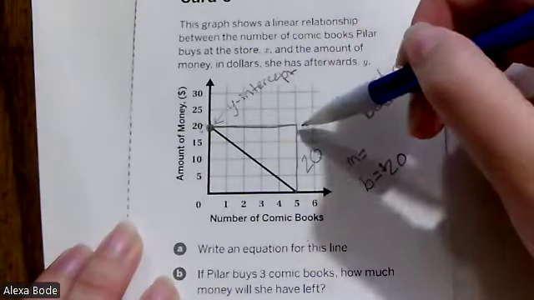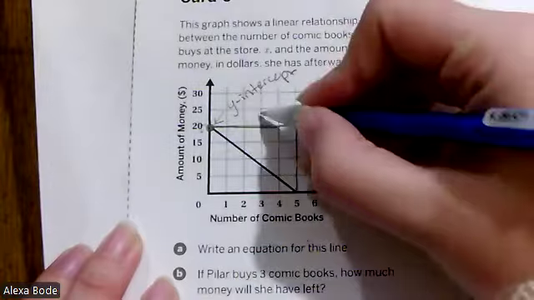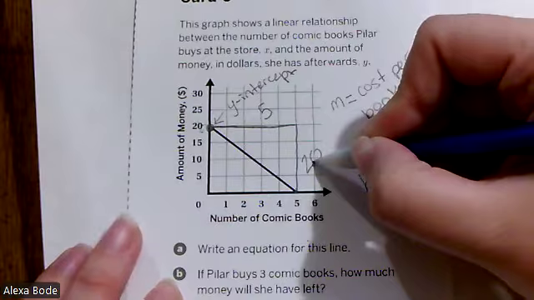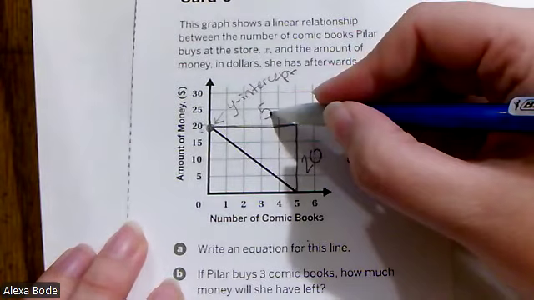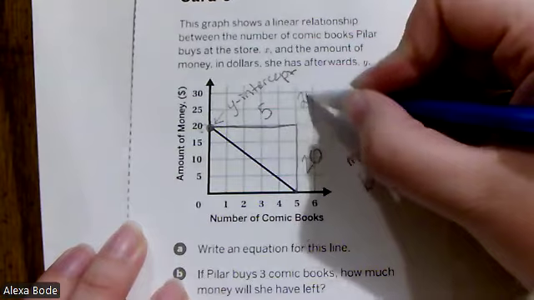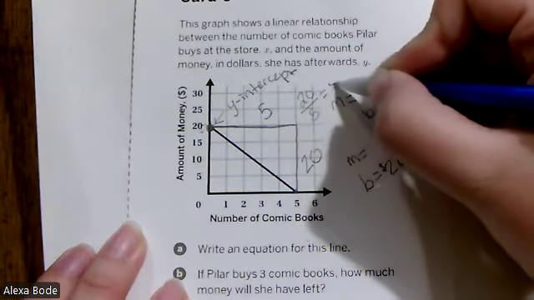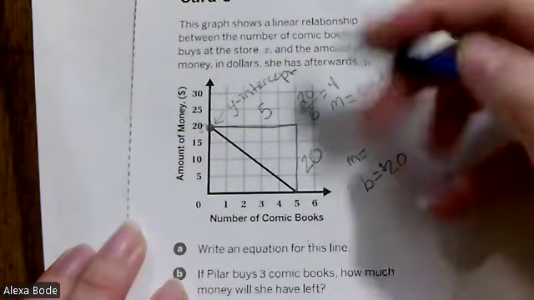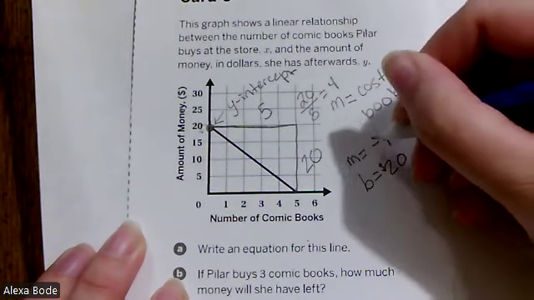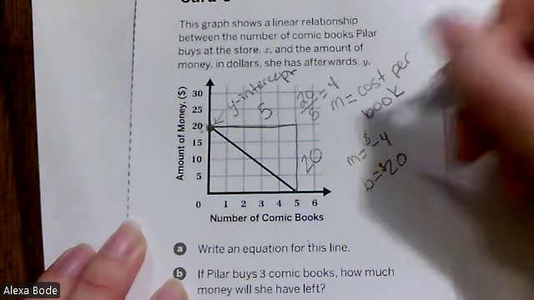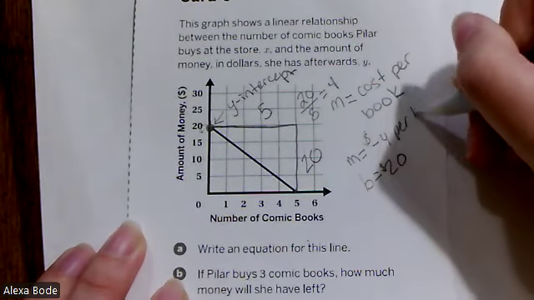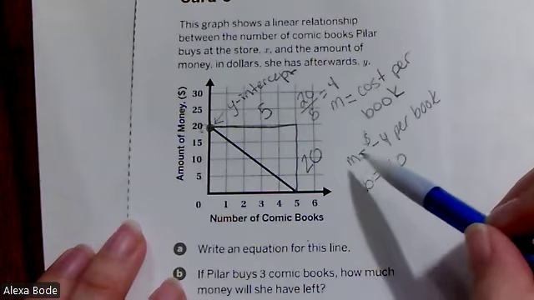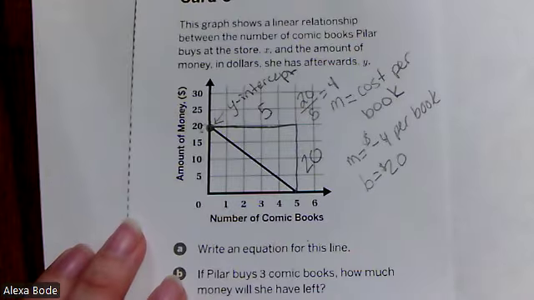This is from 0 to 5. She's spending $20 on 5 books. So $20 per 5 books. 20 divided by 5 is 4. Notice this line is decreasing, so our slope is -4. So she is losing $4 per book. The amount of money in her wallet is going down $4 per comic book.